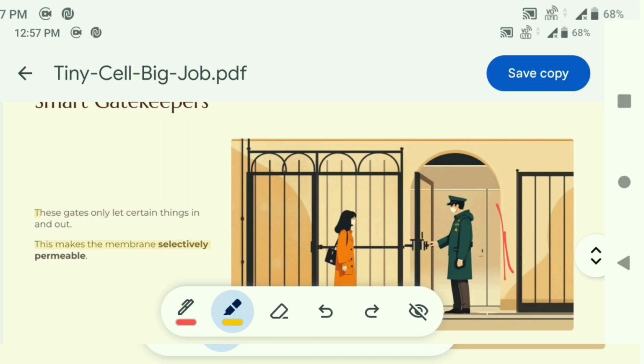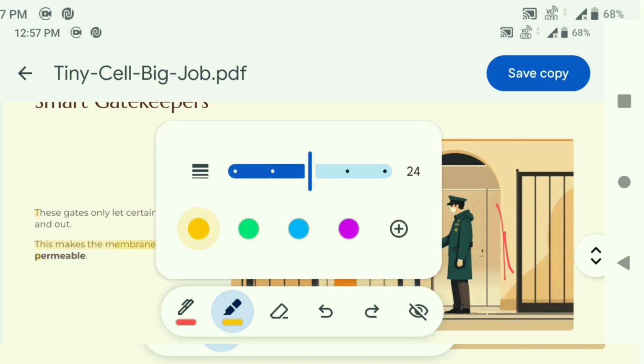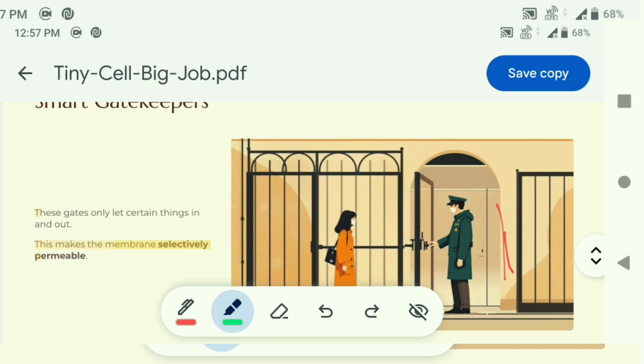This makes the membrane selectively permeable. The main property of the membrane is that it is selectively permeable. Selectively permeable means the cell only allows certain things to go outside the cell or come inside the cell. This is why we call it selectively permeable. It selects only certain things.